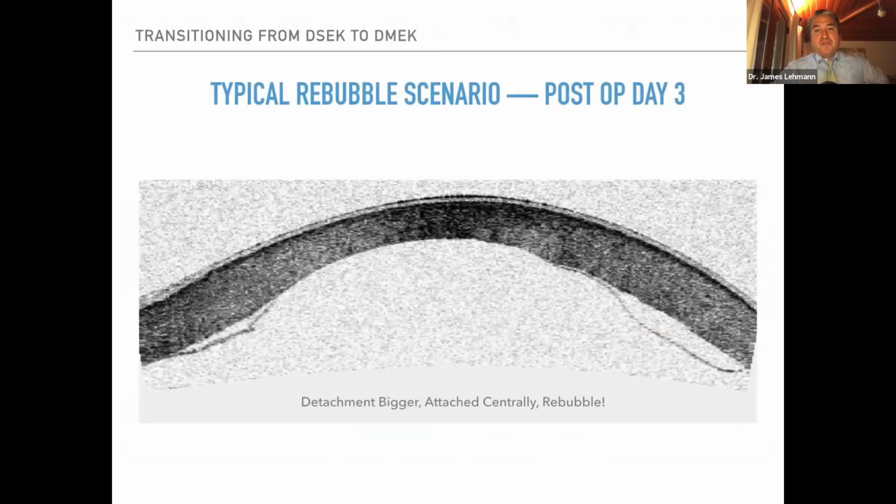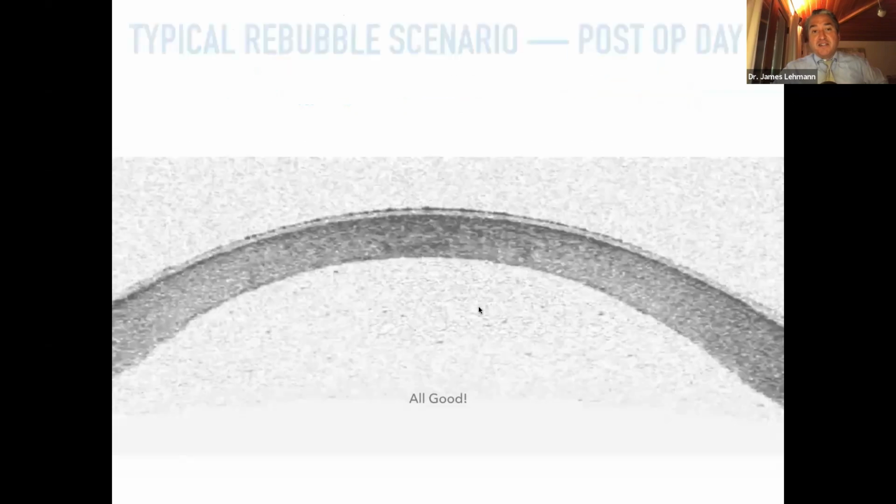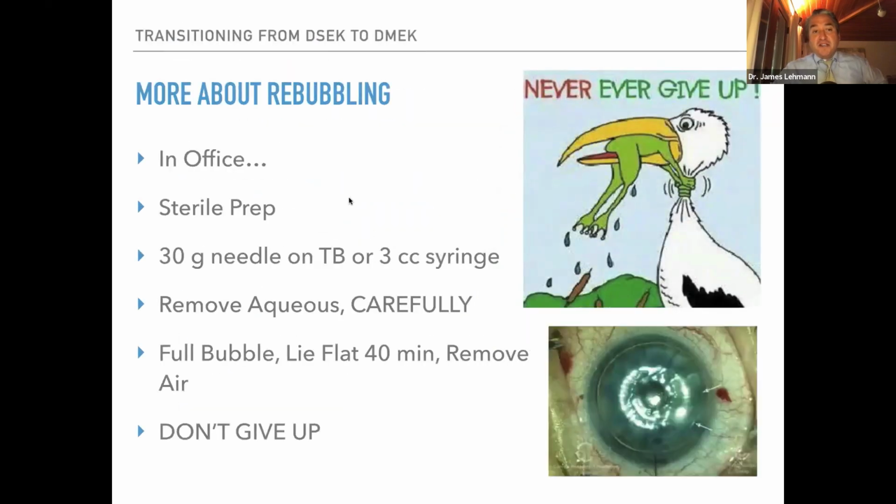If they come back on day 3 and there's a bigger detachment and it's on both sides here, they would need a rebubble. So I would do that under topical anesthesia in the procedure room. And generally you can get them to stick. So you need to never give up on these. If your surgery was good and solid and you had that correct orientation, you can keep fighting to get that graft to stick.